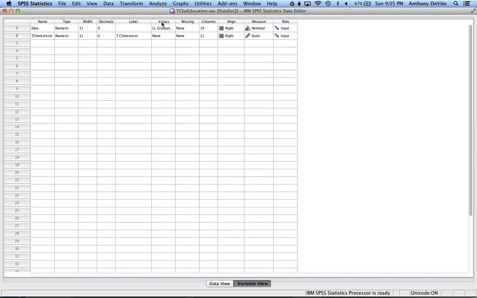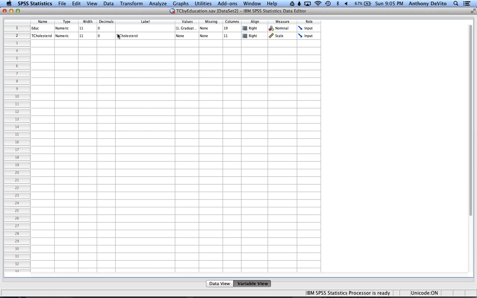The label, I'm going to change this a little bit because we're going to want other people to be able to read this. So I'm going to click in here and type in total cholesterol. So now total cholesterol will actually show up in the charts and tables rather than T cholesterol. Okay, and it's a scalar variable, so that's all set up correctly.